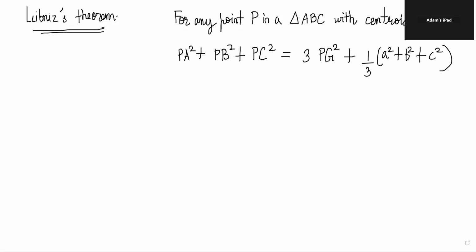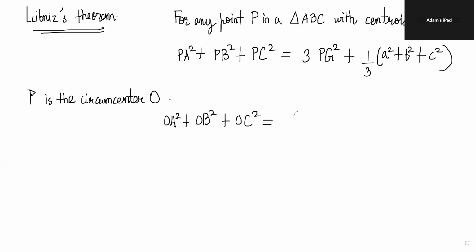Now, what we will first do is understand the proof of this theorem. And then we'll do a special case of this theorem where the point P is the circumcenter O. Think about it, P could be any point in a triangle. So if you put point P as the circumcenter O, then you will get OA square plus OB square plus OC square is equal to 3OG square plus 1 by 3 A square plus B square plus C square, right?